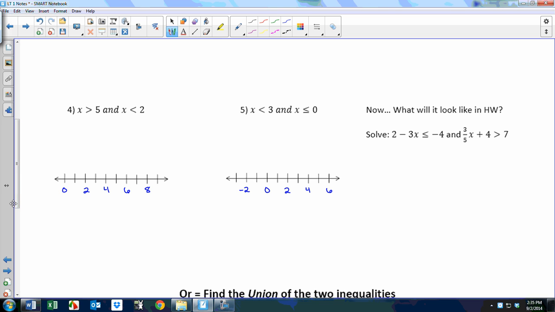Number 4, x is greater than 5, so open circle at 5, shade to the right. X is less than 2, open circle at 2, shade to the left. Where do these two overlap? Well, they don't overlap at all. So there is no number, and that makes sense. There's no number that's greater than 5 and smaller than 2. No number exists, so no solution.